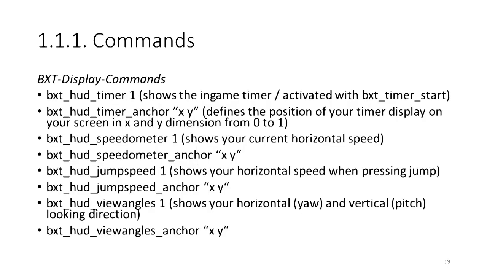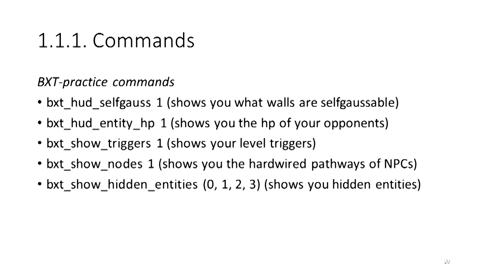The second page of BXT commands is for displaying information, most of all BXT HUD speedometer. This is especially important to maintain your overview over what you are doing and how fast you are progressing. BXT HUD view angles is used to adjust your position and line up for important tricks. The last page of BXT commands is mainly for practice, and they are all not allowed in runs. Most important here might be BXT show triggers 1 to know where the triggers are and route the game accordingly.